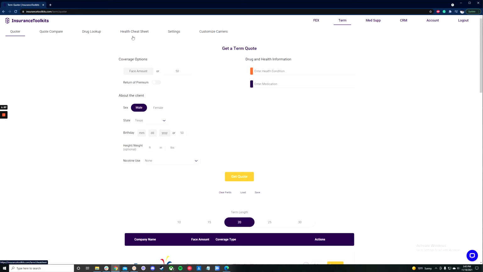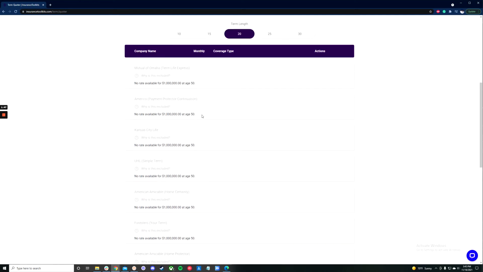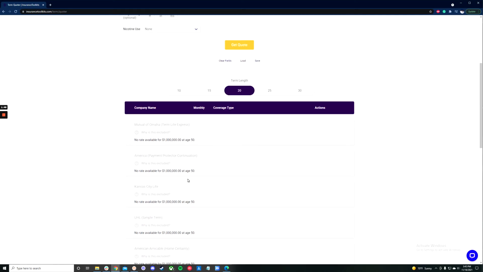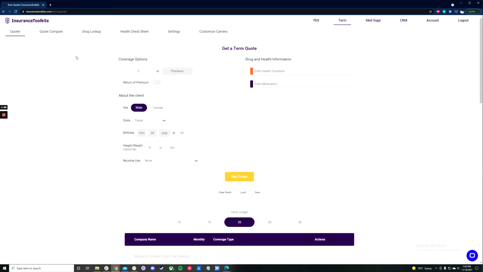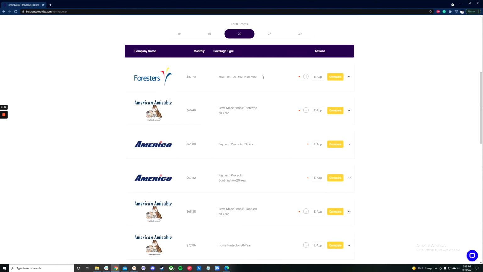So if you're looking for $1 million in term, you're not going to be able to see that on here because we don't have products that go up that high. These are simplified issue products. So if I run $1 million in coverage, you're going to see no rate available. Whenever you see something like this and you don't think it's because of underwriting, the first thing you should think of is, am I running a face amount that's too high? We can always check, bump the face amount down, run the quote again, and there you go.